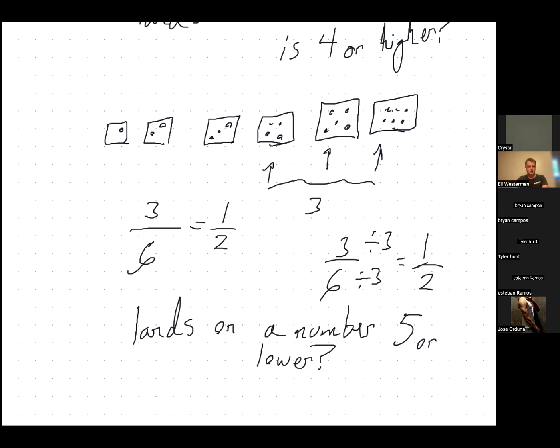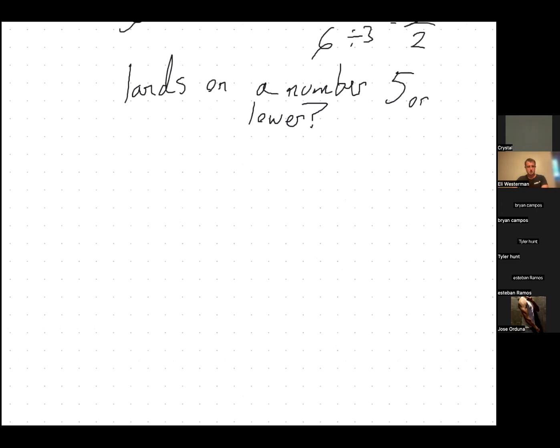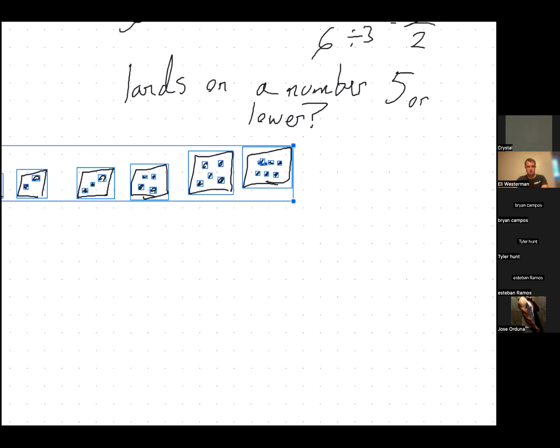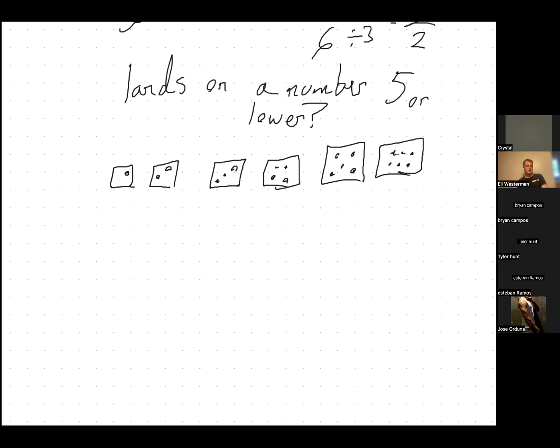All right, let's put this one here. So 5 or lower. So 1, 2, 3, 4, 5 of them are 5 or lower. So it would be 5 over 6 because there are 6 possible. All right. 5 over 6. Are we okay with it?